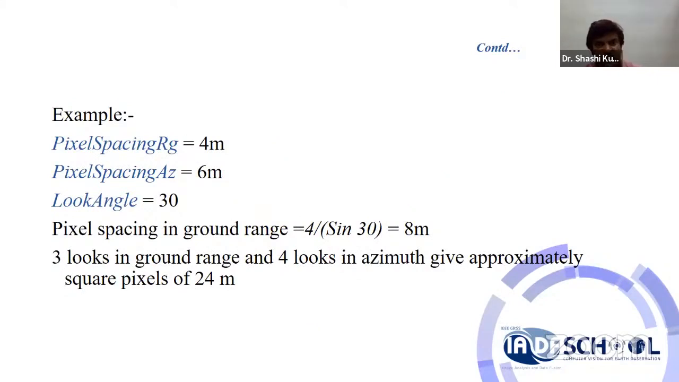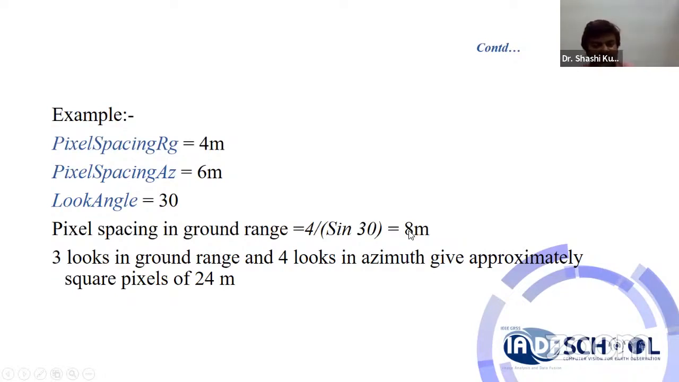Now suppose the pixel spacing in range direction is 4 meter. One example is given here. If the pixel spacing in range direction is 4 meter, and the pixel spacing in azimuth direction is 6 meter, and look angle is 30 degree. So as we have discussed, we will have to minimize the slant range ambiguity for this particular resolution cell or this particular pixel. So what we will have to do, we are going to convert the data set from slant range to ground range. So we are going to multiply it with 1 divided by sine of angle of incidence or the look angle. So 4 meter divided by sine 30, so it will become 8 meter.